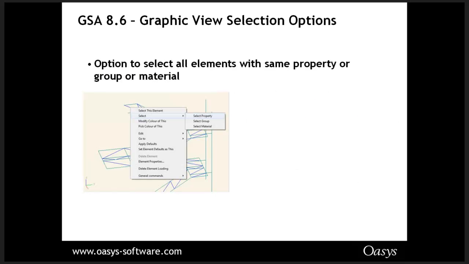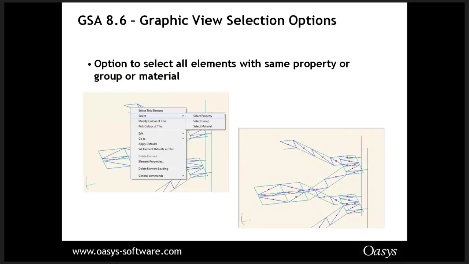Graphic view selection options. If you right-click on an element and go to select property, then all the elements that reference the same property are automatically selected. Similarly for groups and materials.